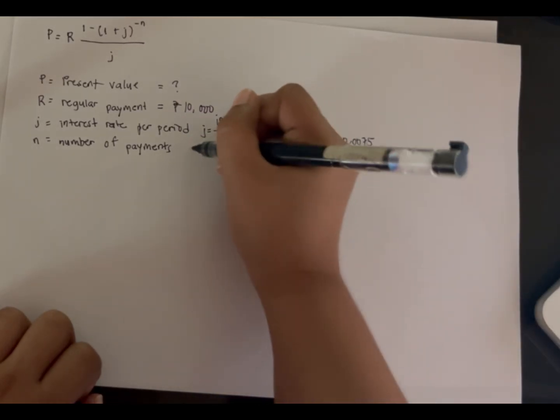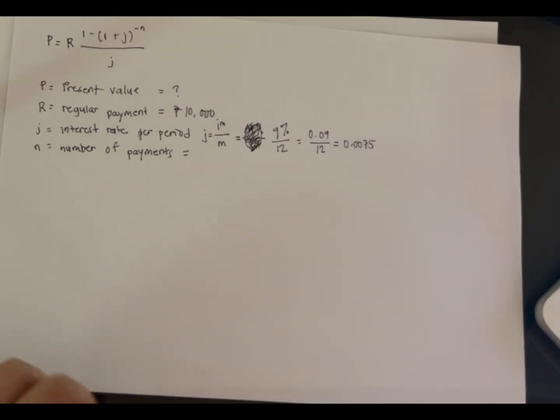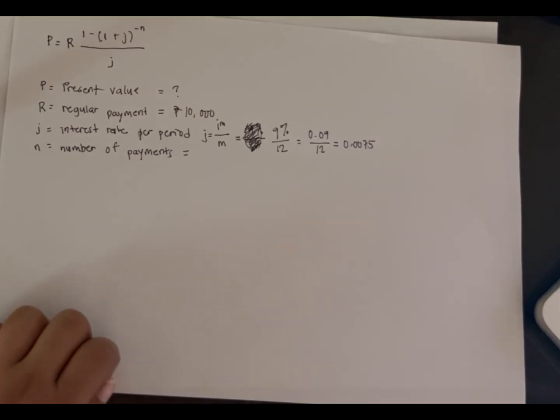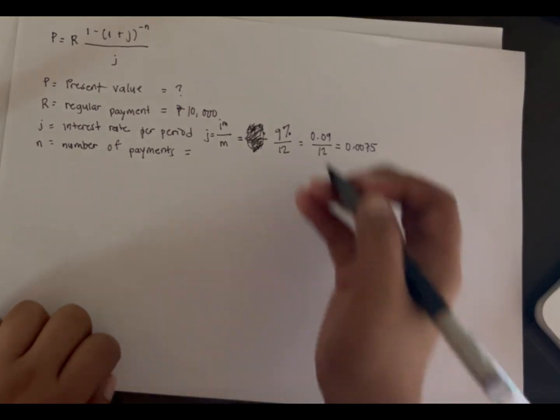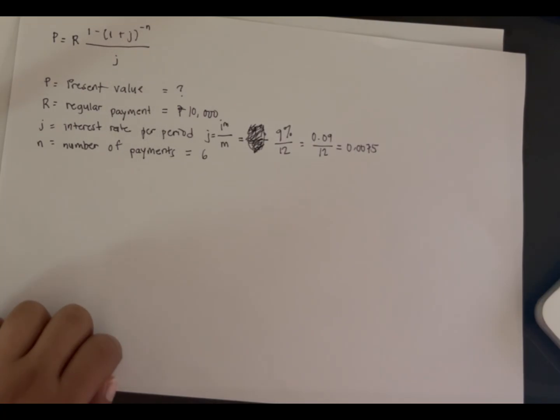And lastly, the number of payments. Ilang beses po ba siya magbabayad sa buong term? Based on our problem, hanggang kailan siya magbabayad? 6 months. So, 6 pa rin po ito.